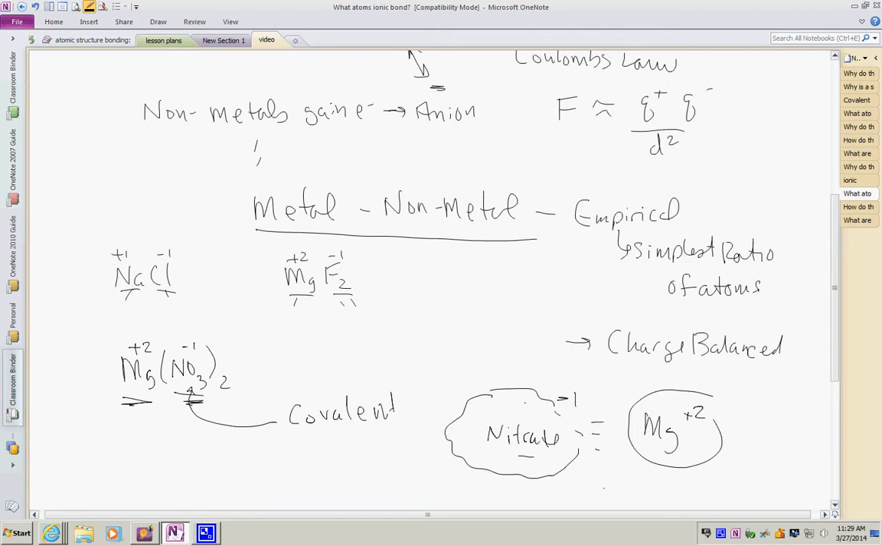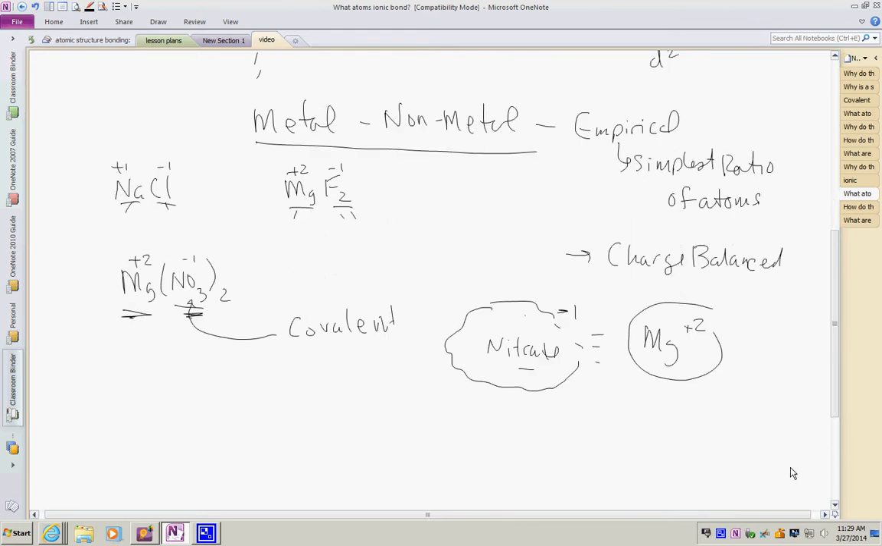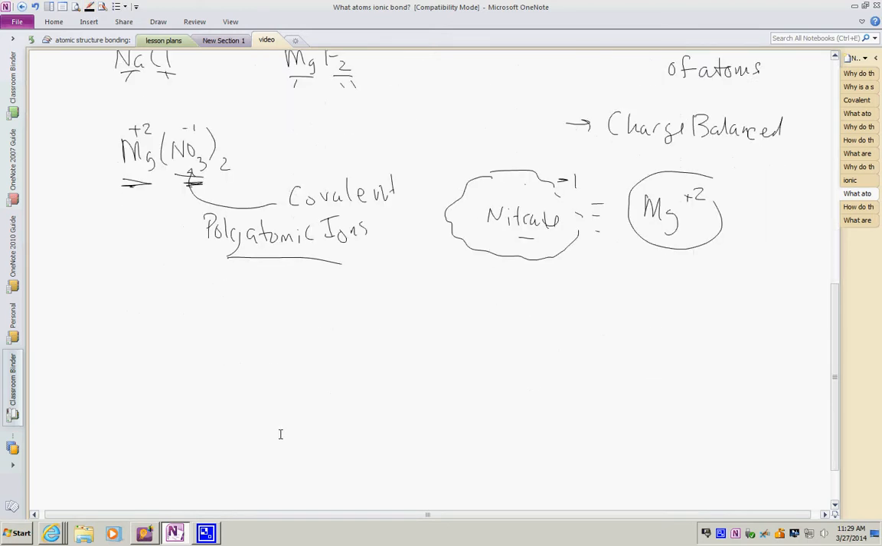So it doesn't always have to be a metal and a nonmetal, but a lot of times you have to recognize these guys as well. They're called polyatomic ions. Another example: ammonium chloride. This is a positive 1, and this is a minus 1. Of course, you have to recognize that this is a polyatomic cation, and that it has covalent bonding inside of it.